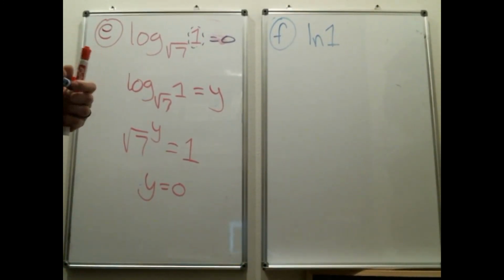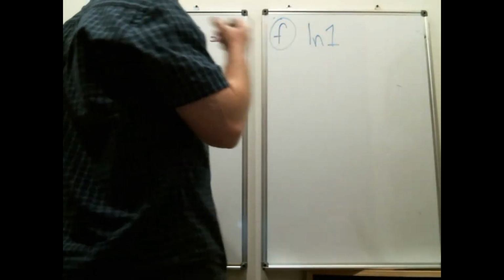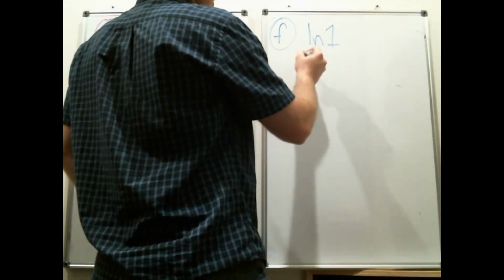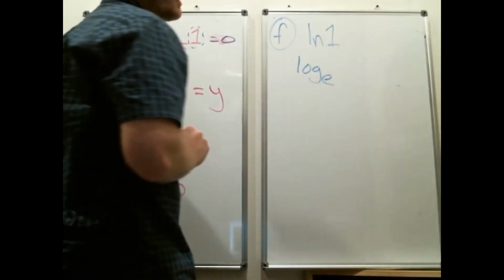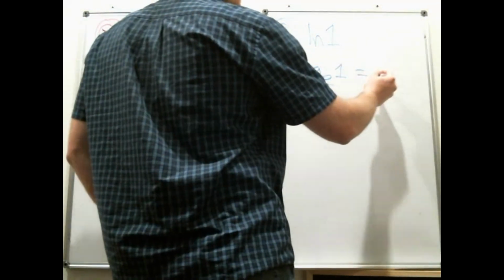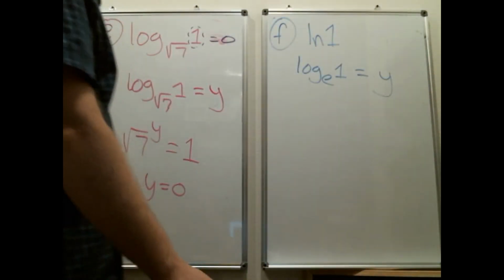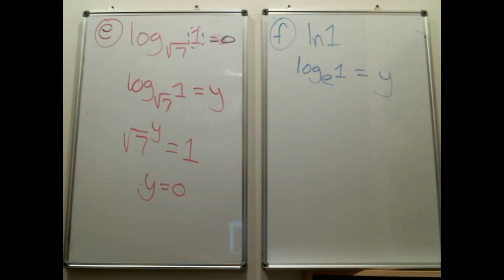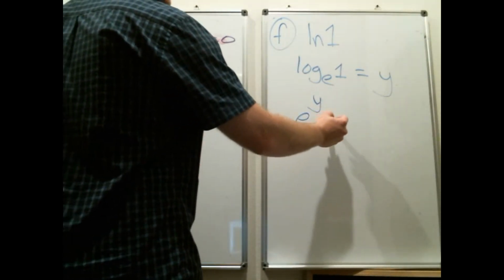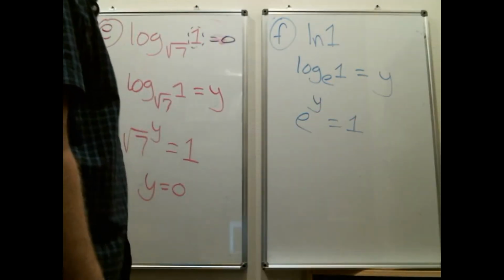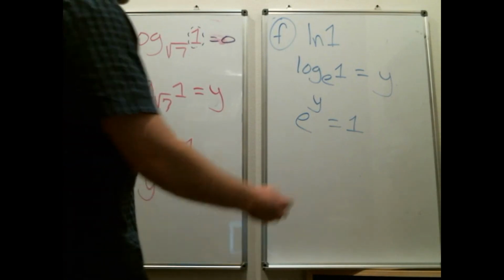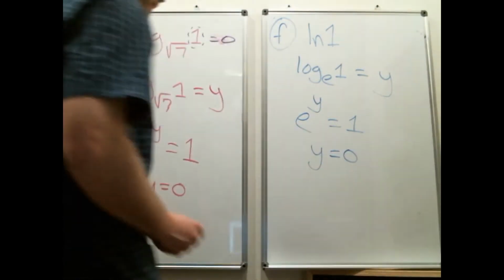Alright, so the natural log, if you don't know what the answer is off the top of your head, let's write it out. Log base E. That's what the natural log becomes. And then this 1 is still there. And let's set it equal to y. Now we convert to exponential. So my base is E. My exponent is y. And that's equal to 1. So what does y have to be? Y has to equal 0.